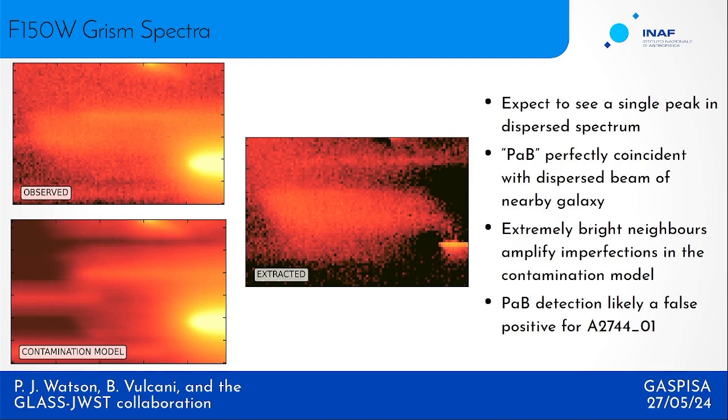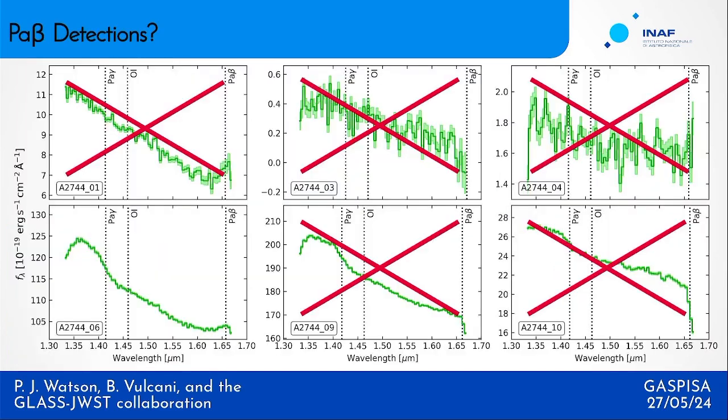The reason we know this is because Paschen beta, sort of left to right, is the combination of the spectrum and the position. Now, if it were an actual spectral peak, we should see a single peak. Instead, we see a dispersed line on the right-hand side. So unfortunately, that just looks like a problem with the contamination modelling. Very annoying, false positive. That leaves us with one detection of Paschen beta.